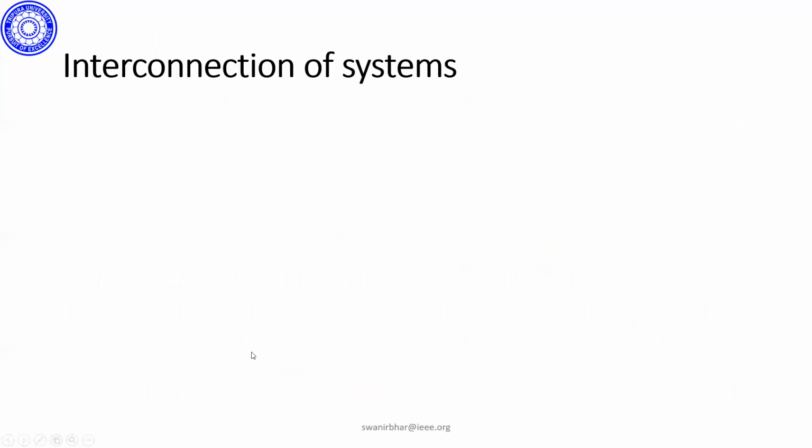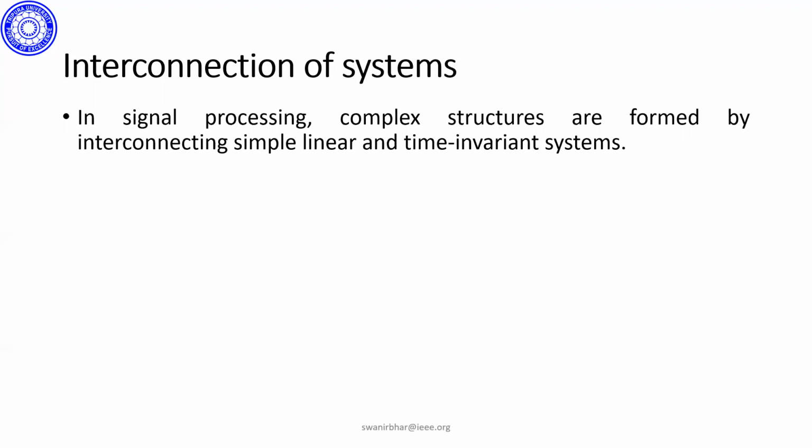Now, as we know about the six types of systems we have already discussed, these six types of systems can be connected in three different ways. So for interconnection of different systems, we can generate complex structures based on small systems.